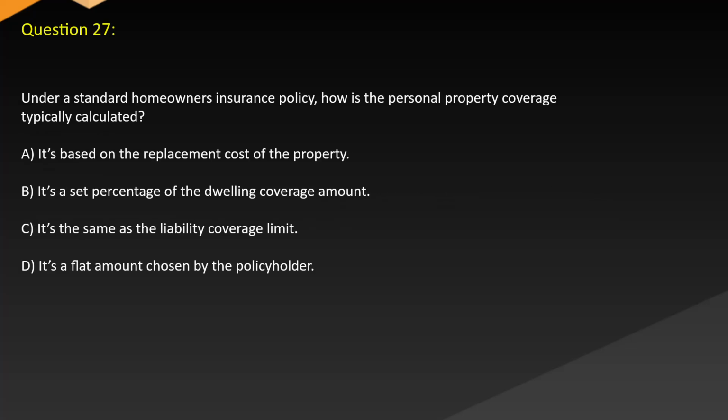Question 27. Under a standard homeowners insurance policy, how is the personal property coverage typically calculated? A. It's based on the replacement cost of the property. B. It's a set percentage of the dwelling coverage amount. C. It's the same as the liability coverage limit. D. It's a flat amount chosen by the policyholder.